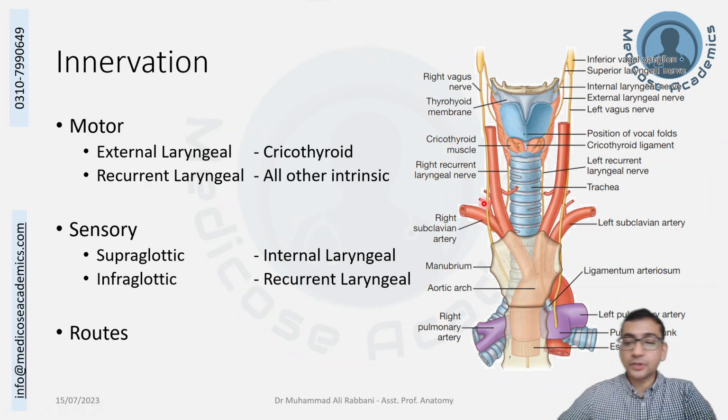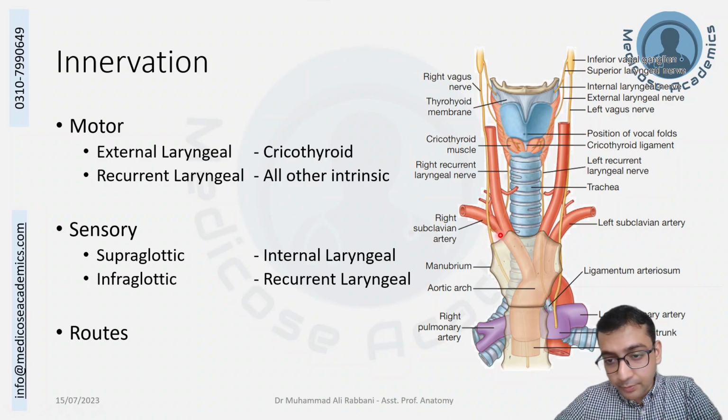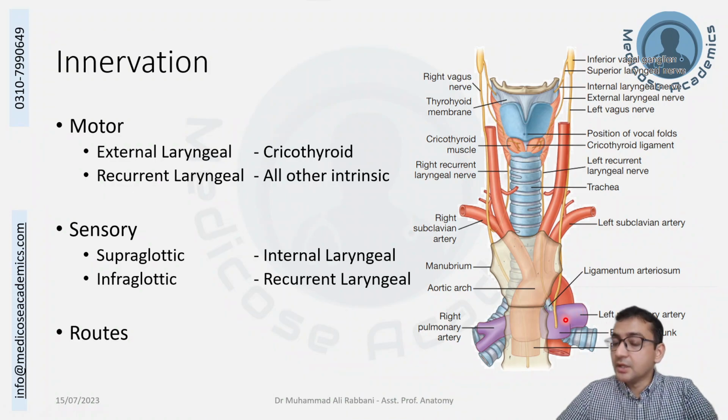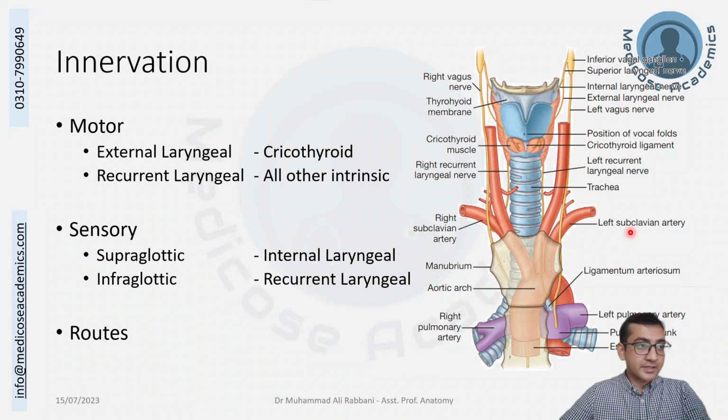The recurrent laryngeal nerve on the right side comes after turning upside below the right subclavian. On the left side, it comes after turning upside below the arch of aorta and ligamentum arteriosum. So the right recurrent laryngeal nerve has a shorter pathway than the left one, and the left one is the one that is coming from the thorax. So for tumors and surgeries, the left recurrent laryngeal nerve is more prone to damage.